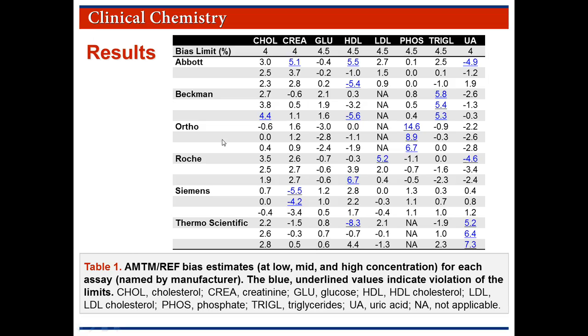So in this table here, the blue shows where the limits were violated. So we can see here which assays had problems: cholesterol here, creatinine on this platform, HDL cholesterol here, LDL, phosphate in this Ortho platform, triglycerides here, and uric acid.